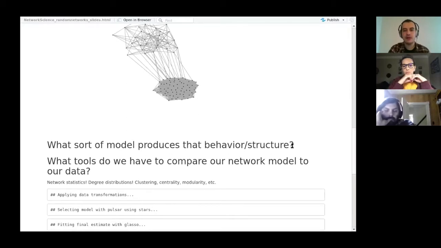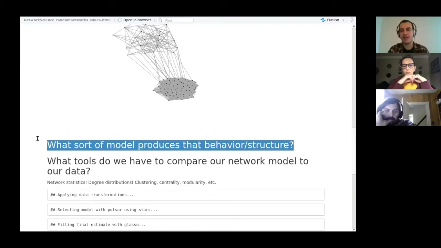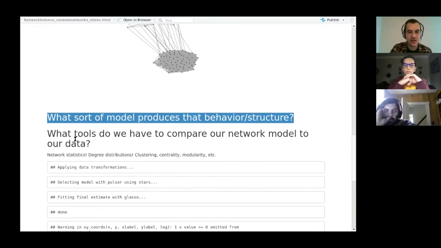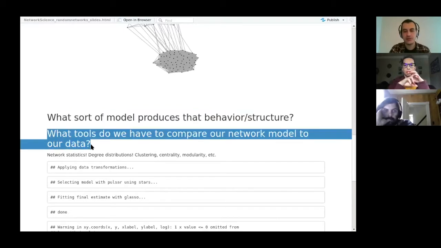So a lot of times we'll think about what sort of model produces that structure, right? So we've talked about three very different structures today. We've talked about this flat network that doesn't really have any interesting structure. We've talked about network hubs and how you might get to network hubs. And then we talked a little about communities in networks and how you might get there. And there's different types of models that will lead to each of these. And so then the question becomes, how do we compare our data to these networks, right? How do we say, okay, our network looks like this generative process or this other generative process?